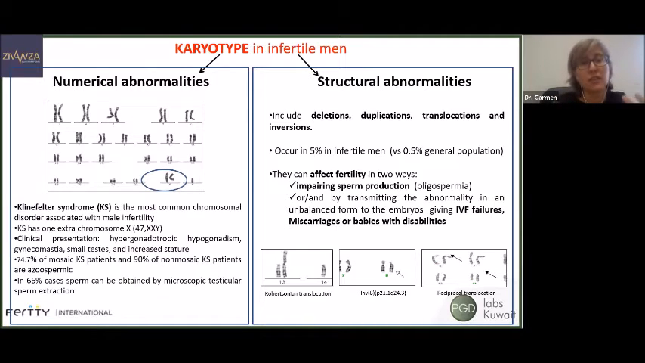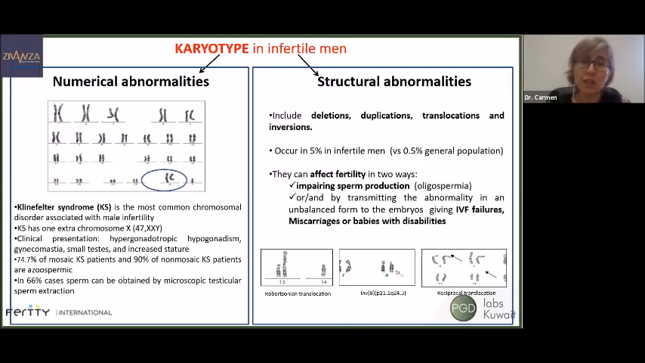And usually the phenotypic affectation is less severe in these patients with mosaicism. We know that the vast majority of these patients with Klinefelter are azoospermic, meaning we cannot find a sperm in the semen sample. But in some of these patients, around 60%, 65% of them, we can obtain a sperm by testicular extraction.